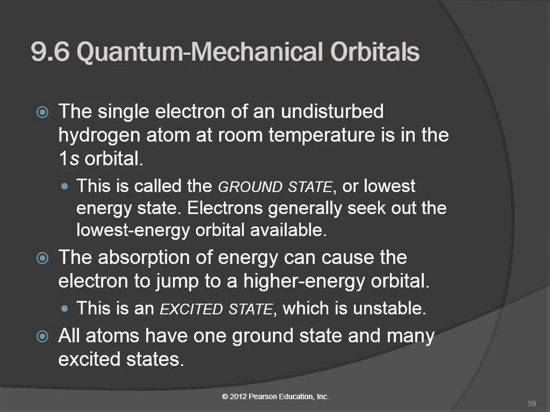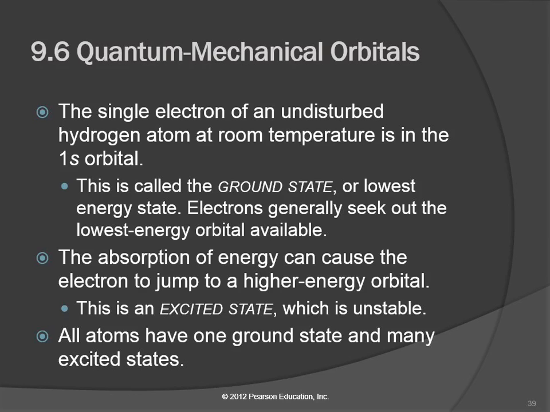The 1s orbital is like the ground state. It's the lowest energy, and that's where the electron likes to be. Sometimes it absorbs energy and goes to higher states, but it can't maintain that, and it comes back down. That's the ground state, the lowest energy state. Electrons seek that out.